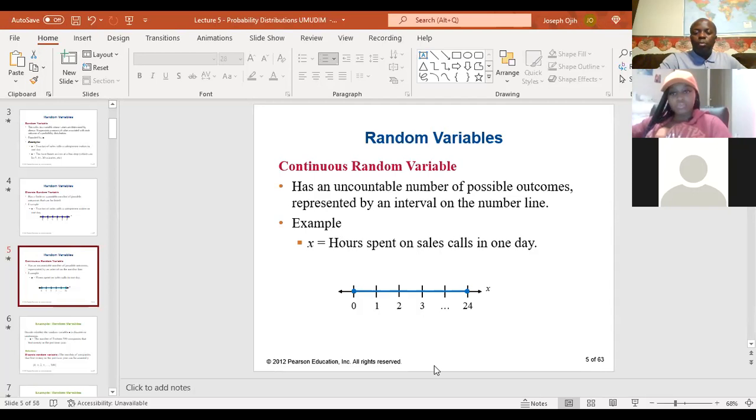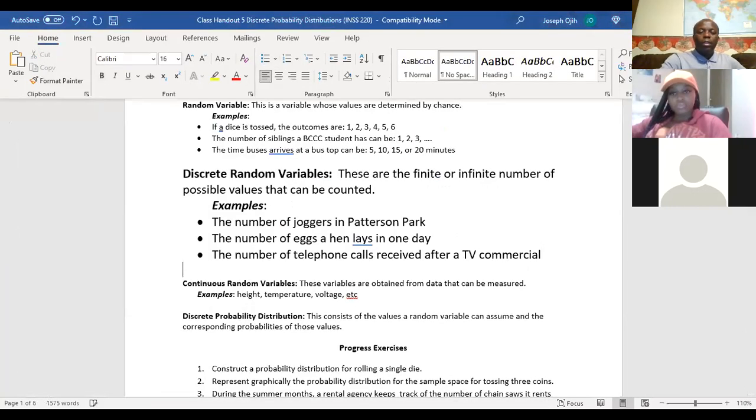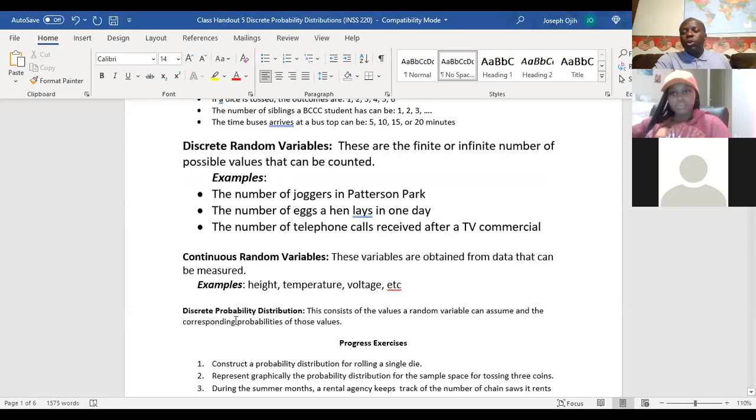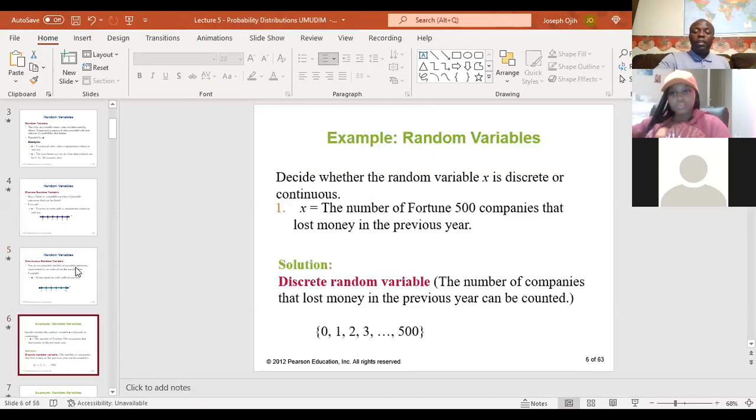So more examples of the continuous random variable, things that you can measure. You have things like temperature. See, temperature, voltage, height, all these are continuous random variables. So now we have examined the meaning of discrete random variables and continuous random variables. Now we are ready to ask a few questions about those variables.